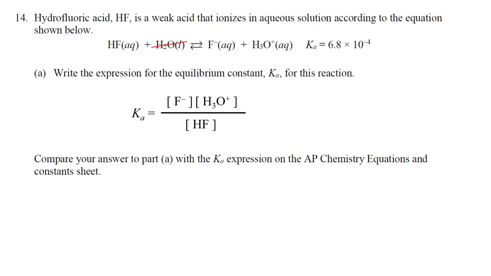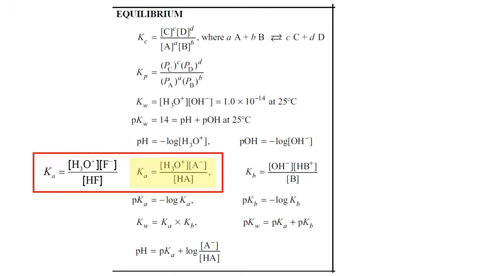Okay, now what I'd like to do is to compare the answer to part A of this question with the Ka expression that appears on the AP Chemistry equations and constant sheet. Take a look. Now hopefully you can see how similar these two Ka expressions are. So HF is the actual chemical formula of hydrofluoric acid, and F- or the fluoride ion is the chemical formula of the conjugate base of hydrofluoric acid.